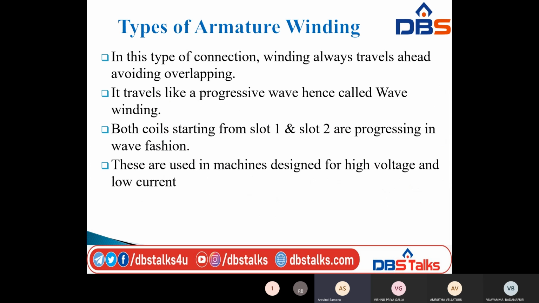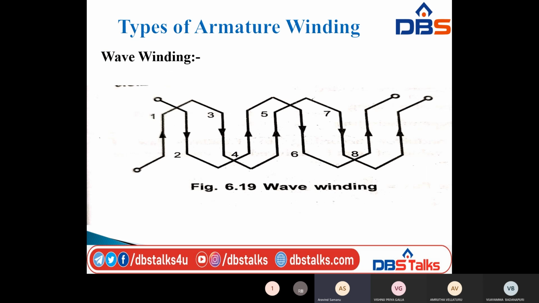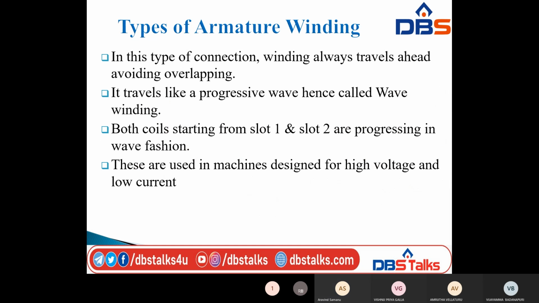Okay, so both coils starting from slot 1 and slot 2 are progressing in wave fashion. So 1 2 3 4 5 6 7 8, like this it is traveling. So these are used in machines designed for high voltage and low current.